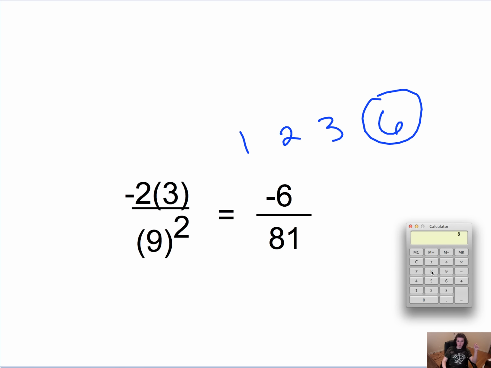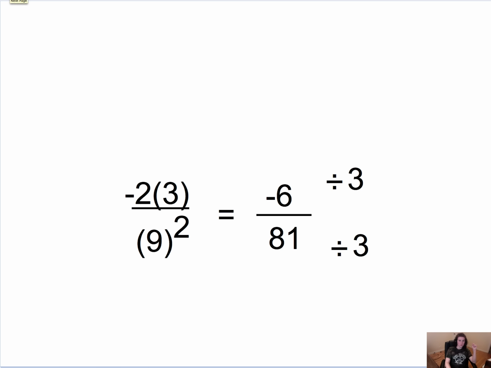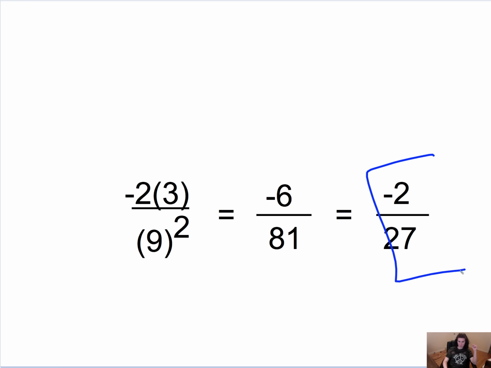Let's see, 81 divided by 6 is a decimal, so no. Let's try 81 divided by 3. Okay, that one works. We get 27. So therefore I could divide both the numerator and the denominator by 3. 6 didn't work. And when we divide both of those by 3, we get negative 2 over 27. That would be simplest form.